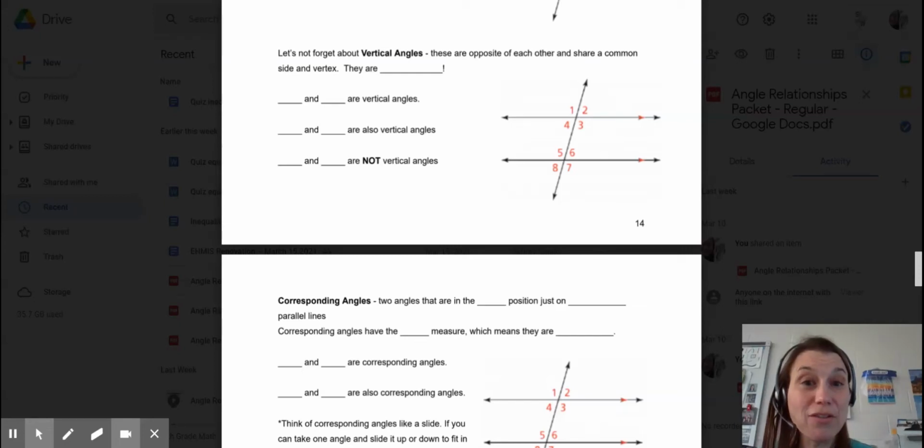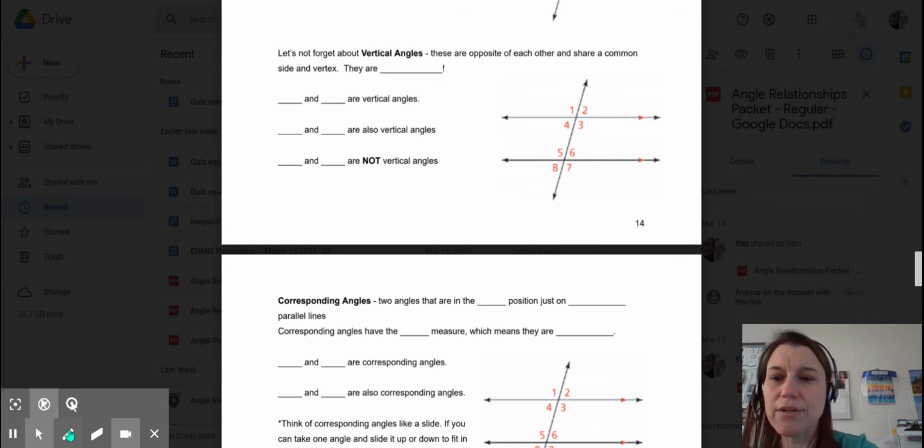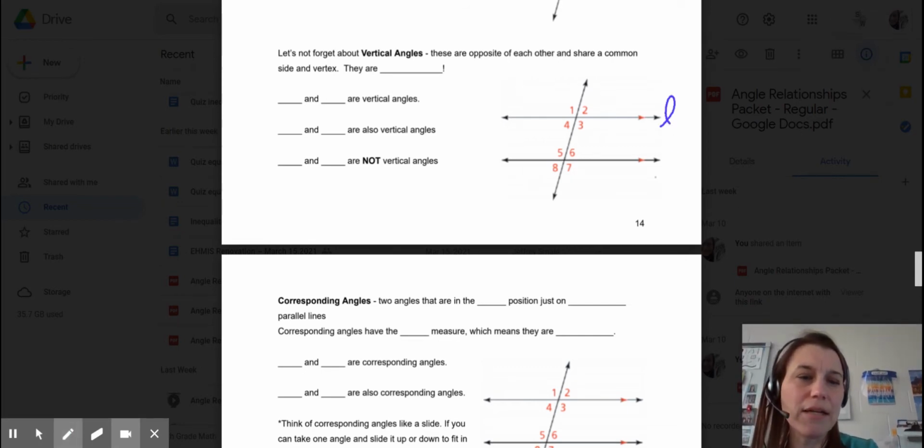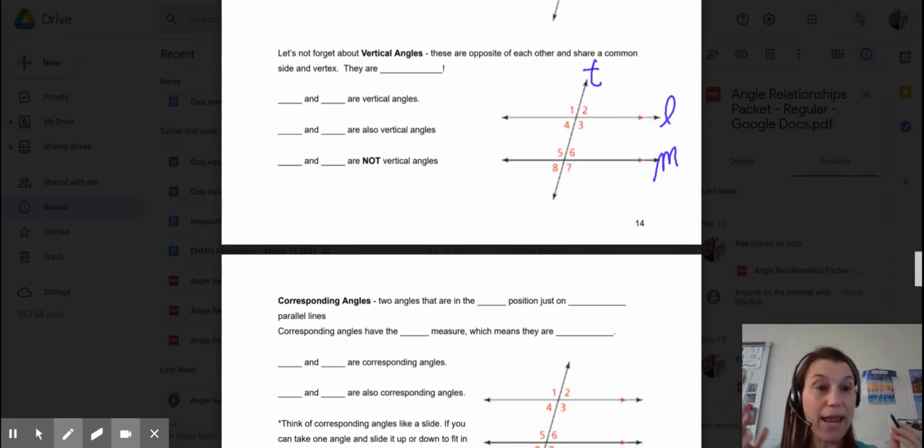So let's now look at another angle relationship that we've already talked about. And this is an angle relationship in parallel lines. So these two lines here, this line and this line, are both parallel, and they're being cut by this transversal. So this transversal, I'm going to call it T. And it's making these angle relationships.